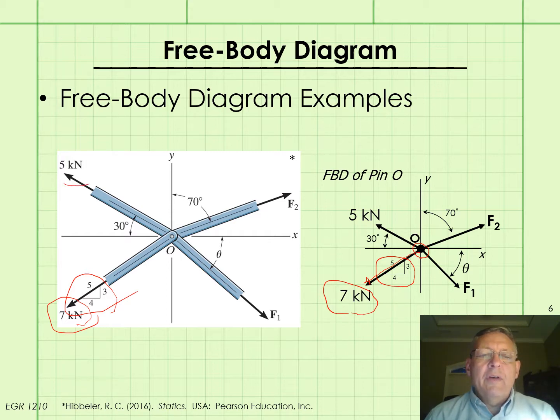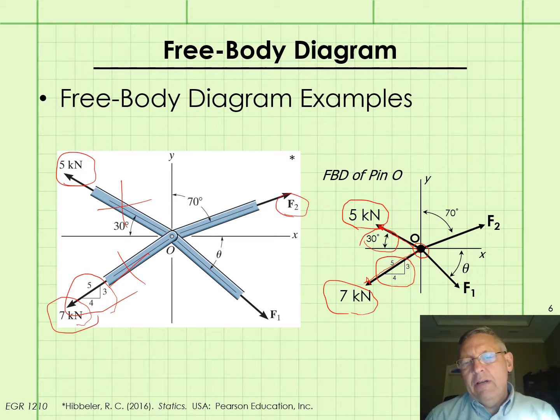Now we'll do the same thing with the 5 kilonewton force. We'll draw in a force of 5 kilonewtons. And we are told that it acts at a 30-degree angle with respect to the negative x-axis there. So now we've removed these struts. Let's look at the strut that has F sub 2 associated with it.